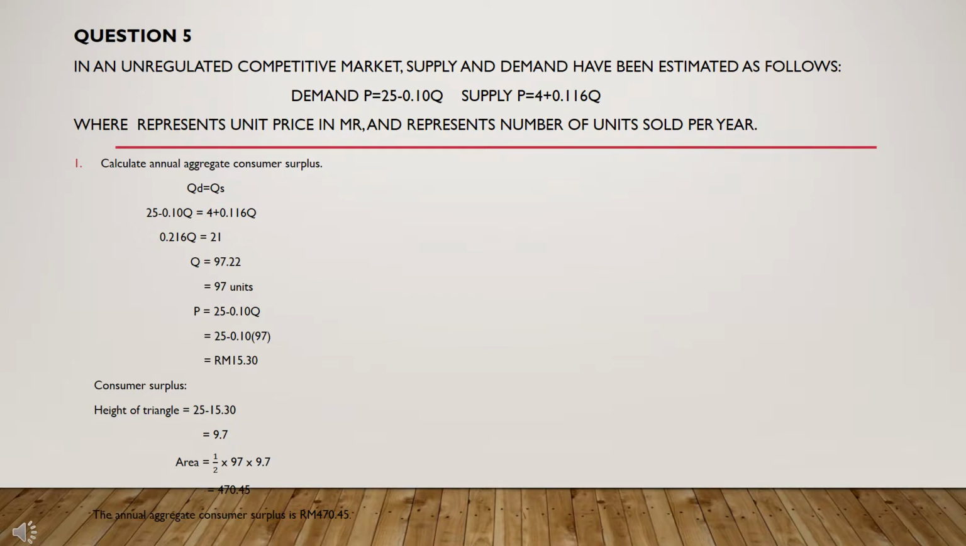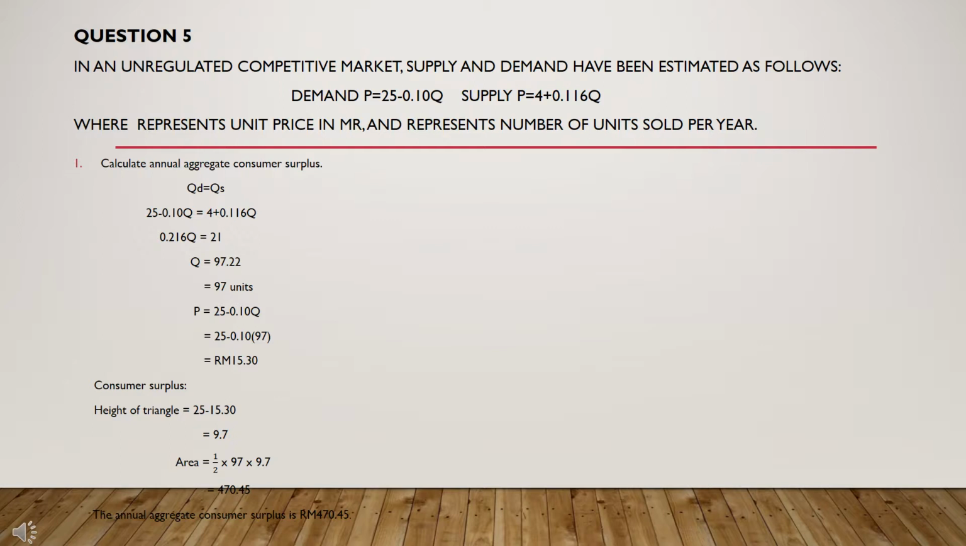Consumer surplus refers to the value that consumers derive from purchasing a good. So to calculate the consumer surplus, we need to determine the quantity and price equilibrium first. So we need to use the functions given to find the equilibrium quantity and price. So we equate the demand function and the supply function, and we will get the quantity 97 units and the equilibrium price is 50 ringgit and 30 cent.